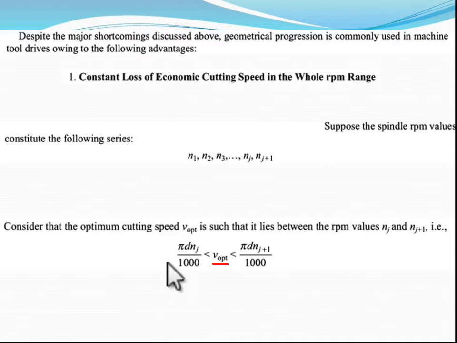The cutting speed obtained at RPM Nj is pi d Nj by 1000. Then we have the next speed step, Nj plus 1, and the corresponding cutting speed is pi d N suffix j plus 1 by 1000. So your V optimum should lie between these two speeds. Suppose it does lie between these two speeds.